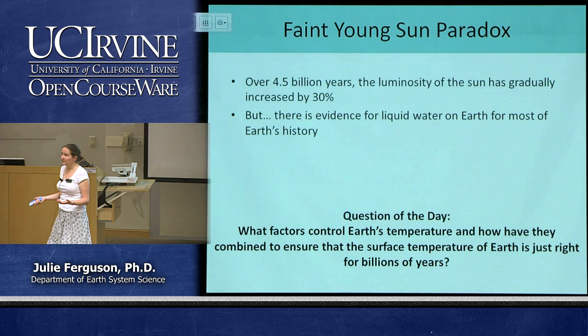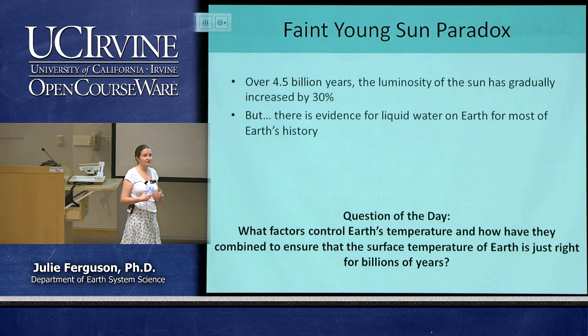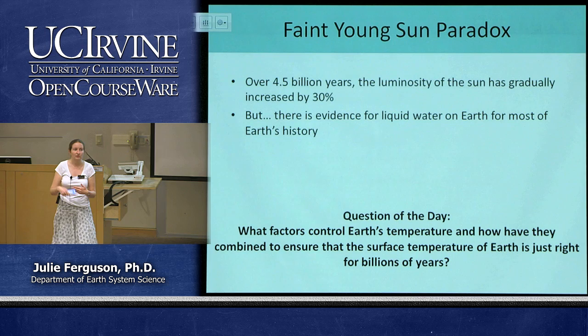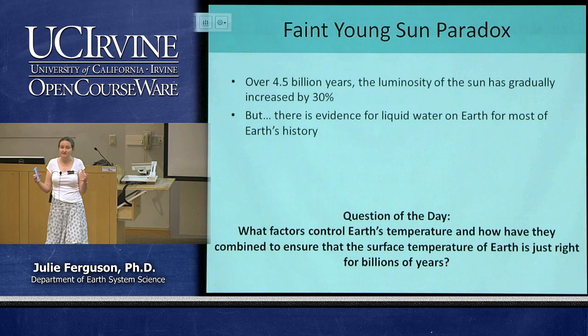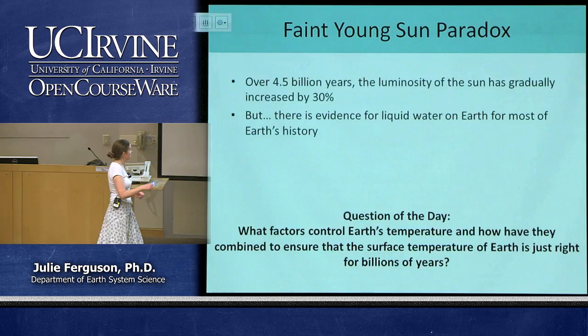And so it's difficult for us to reconcile those two things. It's a paradox. So what explains the fact that it should have been much colder on Earth, but it wasn't? That's the question of the day that we're going to work towards. What are the different factors that control Earth's temperature? What might have changed through time that has allowed us to keep this amazingly stable temperature throughout the whole history of the Earth? So the first factor we have to consider is the sun.